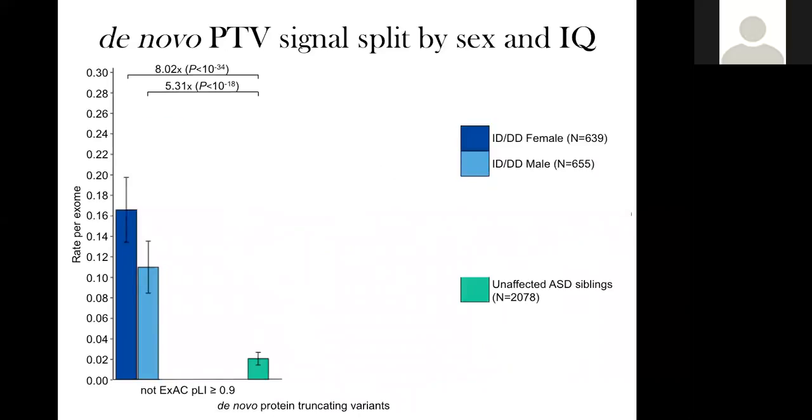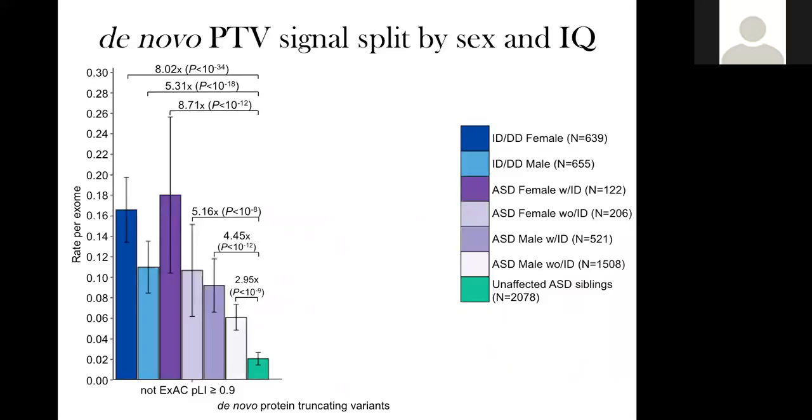And then if we split by sex here, we can see that intellectual disability females have a higher rate of de novo PTVs not in ExAC in one of these loss of function constrained genes than their male counterparts. Then for ASD, you see the same pattern: females have a higher rate than males, and individuals with ASD and intellectual disability have a higher rate than ASD alone. Though these associations, because we're just cutting our data into smaller and smaller chunks, the error bars get large.